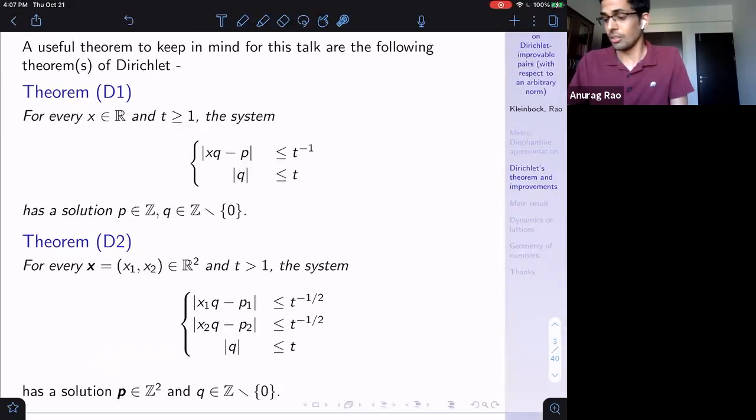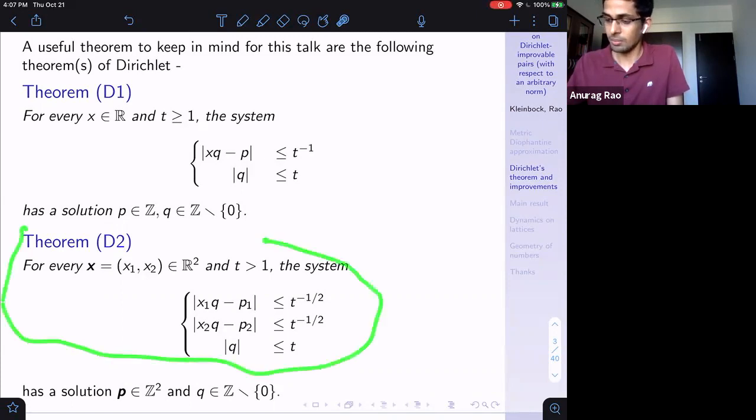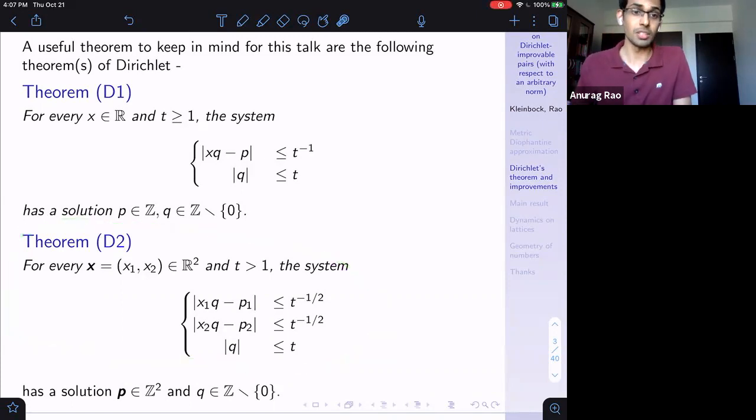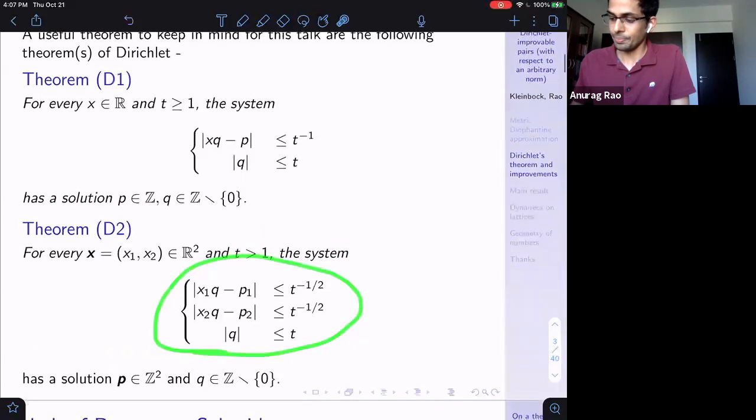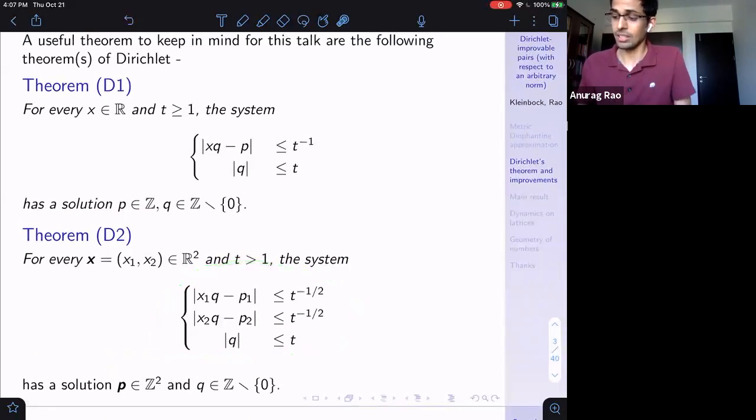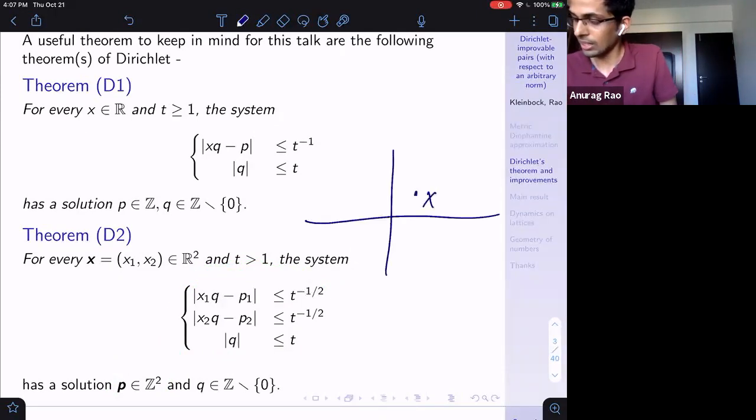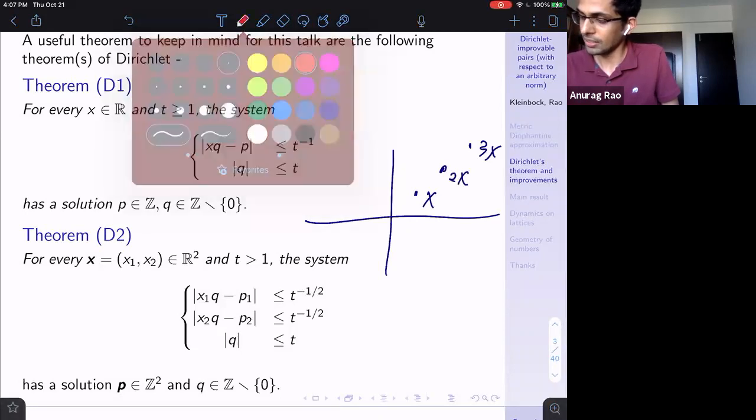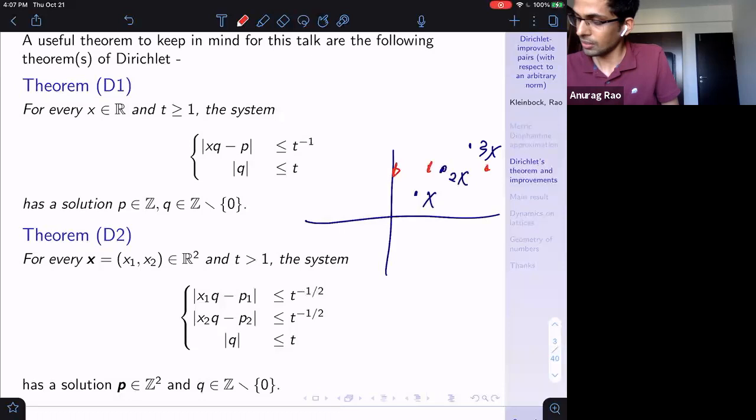Another formulation or a generalization of Dirichlet's theorem is where you can consider, rather than real numbers, vectors, two-dimensional vectors in R^2. And you can again look at the solubility of this system. And Dirichlet's theorem says that you can always find p in Z^2 and q in Z minus 0 such that you can solve this. So maybe the picture to keep in mind over here is that you have some X and you're taking qth multiples of X, and then you're comparing with the standard lattice. So the standard lattice looks like this.